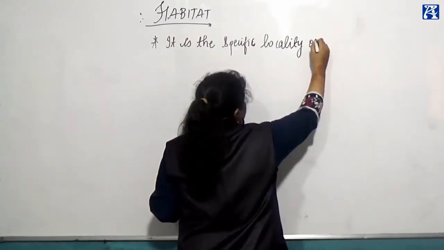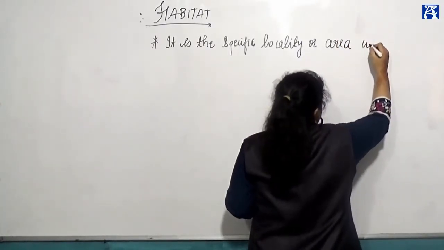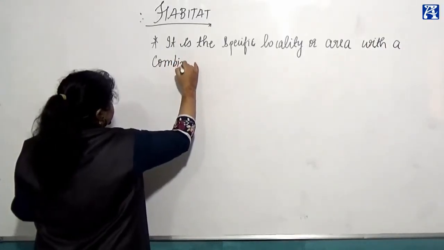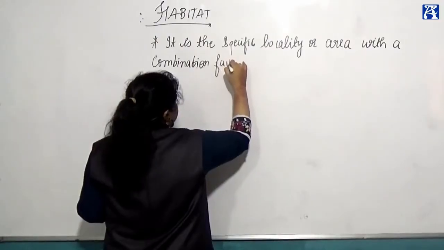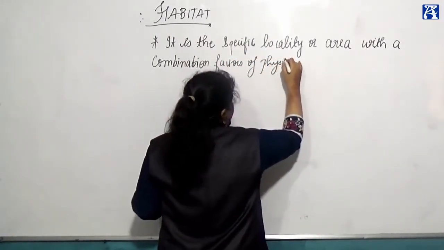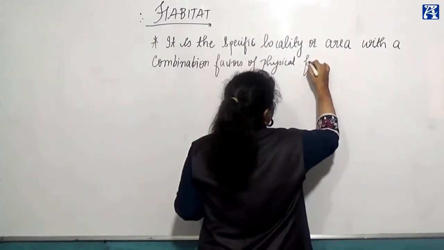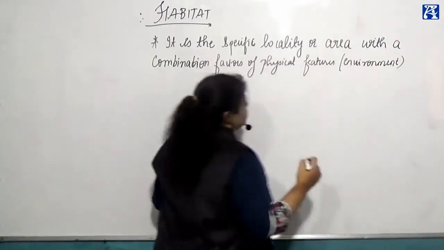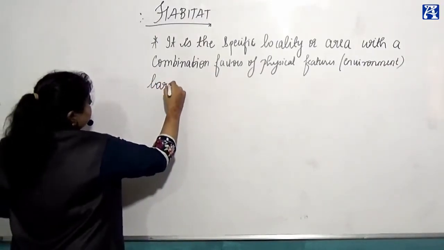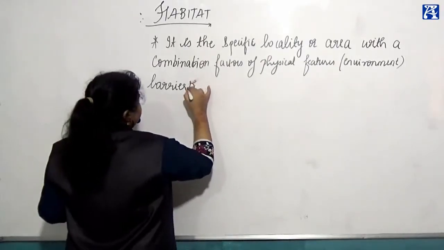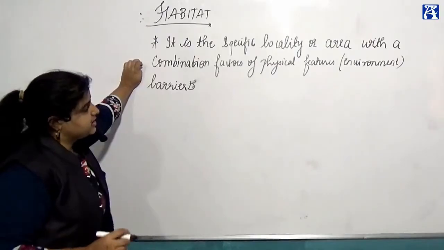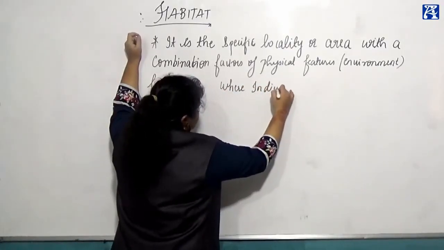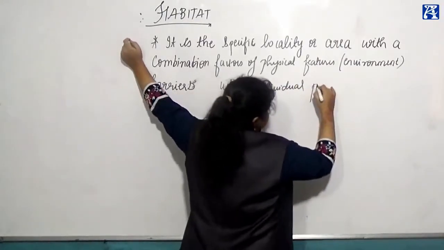Habitat is the specific locality or area with a combination of factors of physical features, physical environment, and barriers, where an individual population subsides.